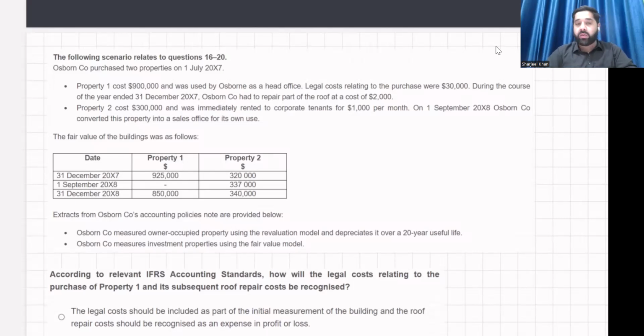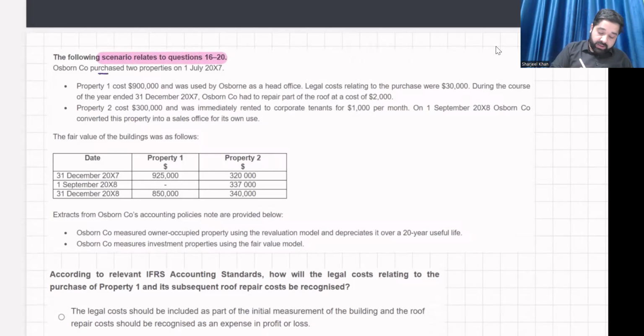In our today's session, we are going to practice some MTQs, which are going to test your knowledge of various accounting standards. The first MTQ covers IAS 16 and IAS 40. So let's start from MTQ 1. The following scenario relates to questions 16 to 20.